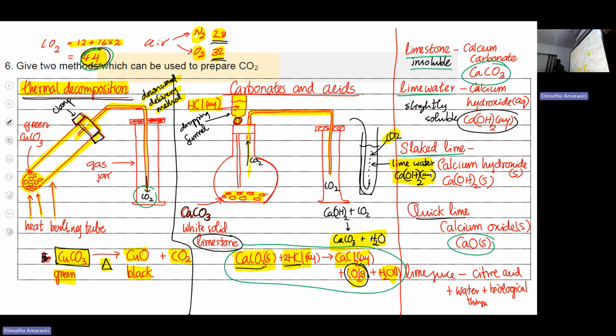Right. So with this, we are actually done with the gases in the atmosphere, all the basics. Now we need to understand certain pollutant issues related to the atmosphere. Call it atmospheric pollution, which leads to some serious problems in the world.